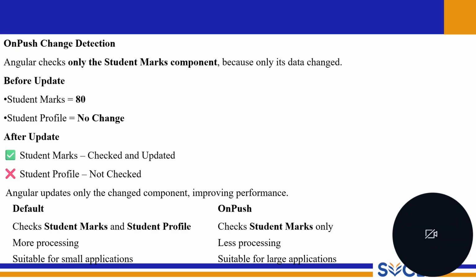And then the OnPush strategy. Angular checks only the student marks component because only that data has changed. So before the update, student marks equals 80, student profile is no change. So after the update, it only checks the student marks. So Angular updates only the changed component. It improves the performance. So this is the difference between the default and OnPush strategy. It takes more processing, it takes less processing. It's suitable for smaller applications, it's suitable for large applications.